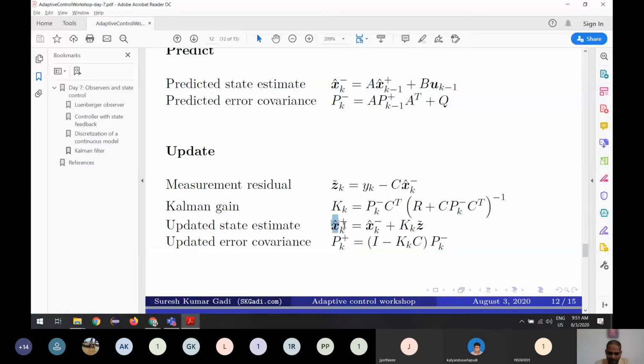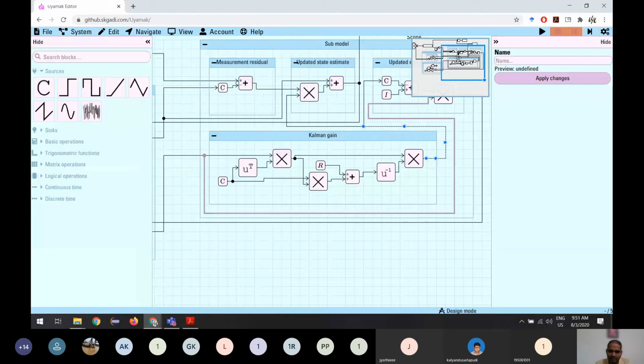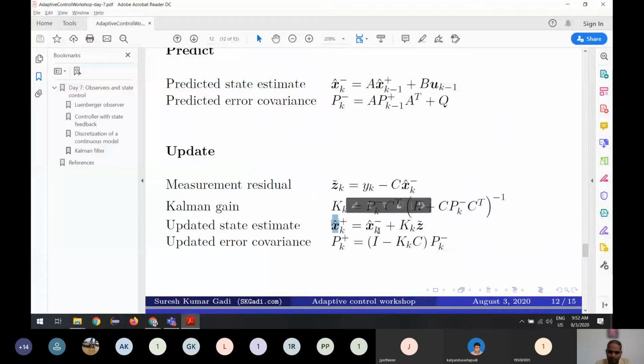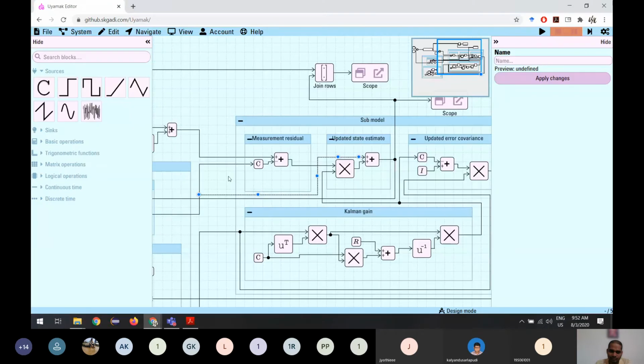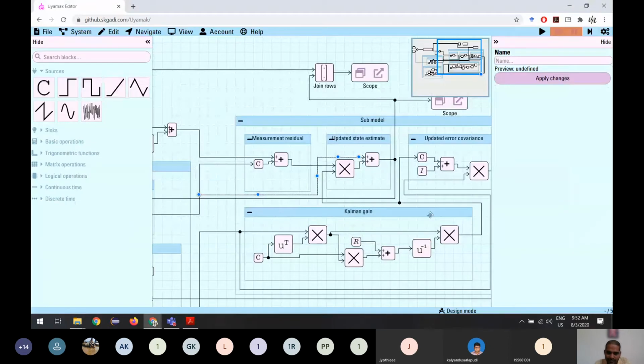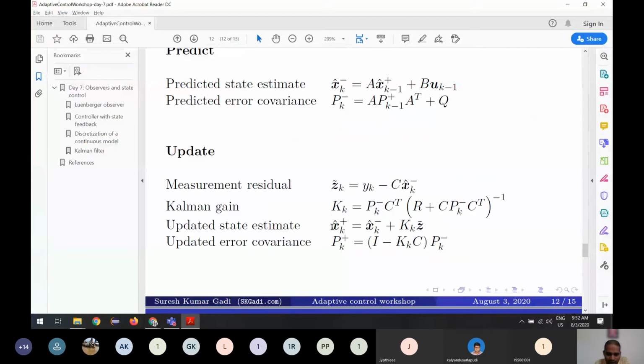What remains is the updated state estimate. The updated state estimate is the sum of two terms. The first term is x minus. We receive it directly from the predict, this first block. The other one is the Kalman gain times the output of this block. We take the Kalman gain times the output of this block, and we add these two to get the state estimate. This is the one, our output.